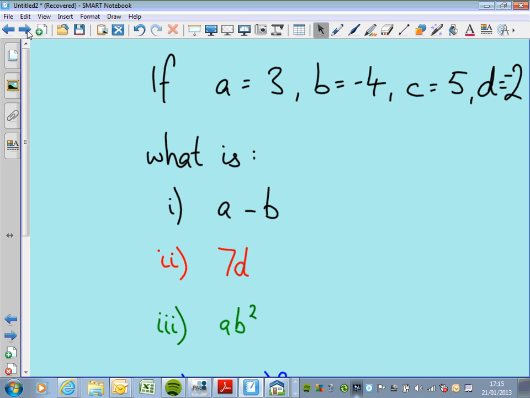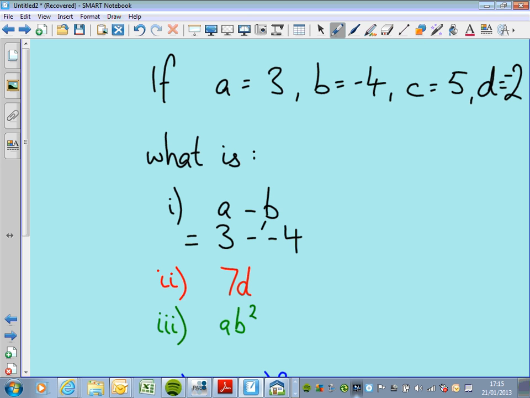If A is 3, B is -4, C is 5 and D is -2, then what is number 1, A minus B? Well, I would suggest the first thing you want to do when you are answering these questions is substitute the numbers in place of the letters. So if A is 3 and B is -4, then what the question really says is, what is 3 take away -4? I'll write it like that.